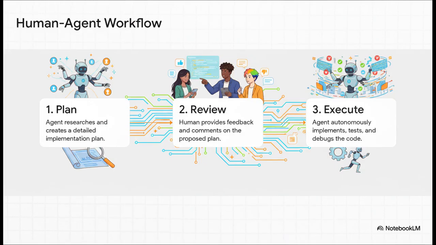The whole workflow boils down to this really cool three-step dance between you and the AI. Step 1, the agent does its homework. It researches the task and comes up with a detailed plan. Step 2, you come in. You act like the senior dev, reviewing the plan, adding comments, making suggestions. You're the director. And then, step 3, you give the green light, and the agent just goes. It implements the plan, tests the code, and even fixes its own mistakes, all on its own.